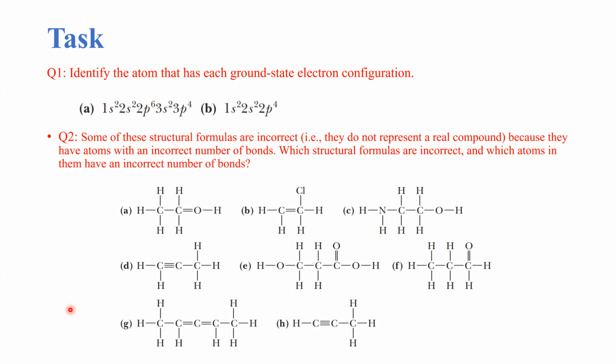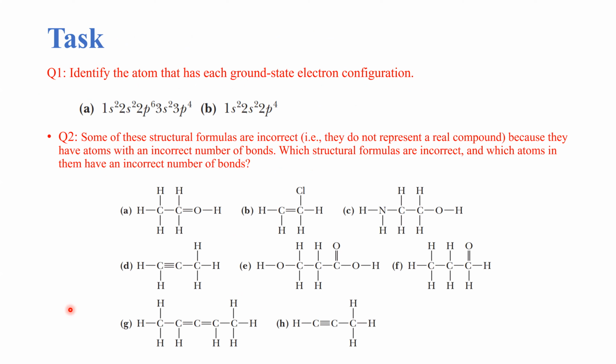This is about your task from this lecture, and you have to identify the atom that has each ground state electronic configuration, right? So 1s2, 2s2, 2p6, 3s2, 3p4 is one of the electronic configurations I have given to you. You just have to match from the periodic table what exactly this atom is, and same for the B.